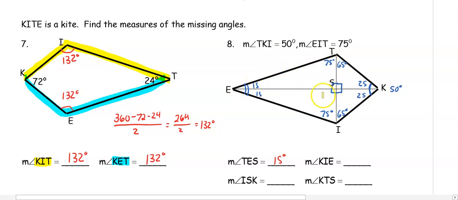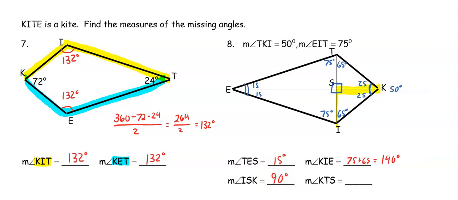Then we want to find KIE. So it's both of those angles together. So 75 plus 65 would be 140 degrees. Angle ISK is where the lines are perpendicular, so that is 90 degrees. And our last angle, KTS, which is 65 degrees.